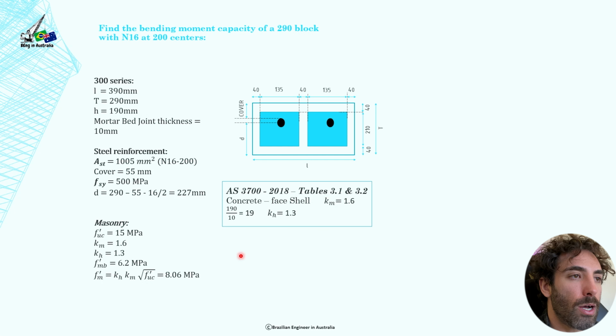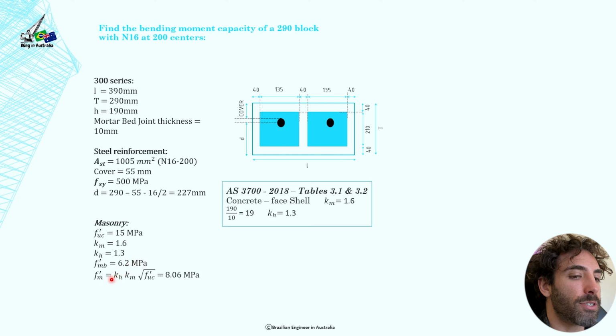Now moving to the masonry parameters, you can have a look at AS 3700 2018 tables 3.1 and 3.2. I would suggest you go to this standard and have a look at what these terms mean. If you're not familiar with these numbers, I'll quickly run you through here. f'uc is the characteristic unconfined compressive strength of the unit, and that's equal to 15 MPa. km is the compressive strength factor, and you'll get it from these tables here, it's equal to 1.6. kH is the joint thickness factor, 1.3. f'mb is the characteristic compressive strength, which is equal to 6.2 MPa.